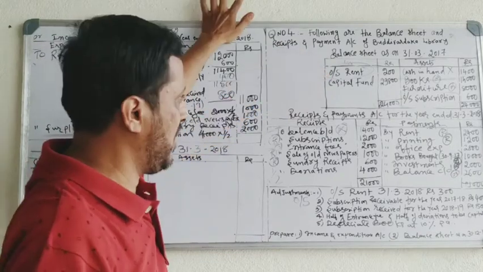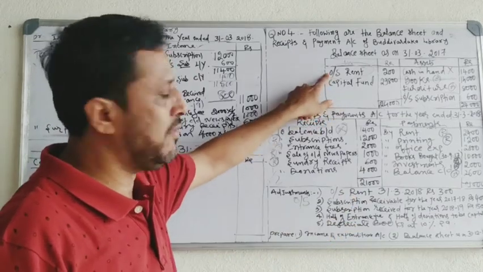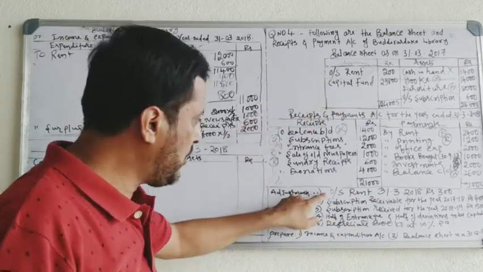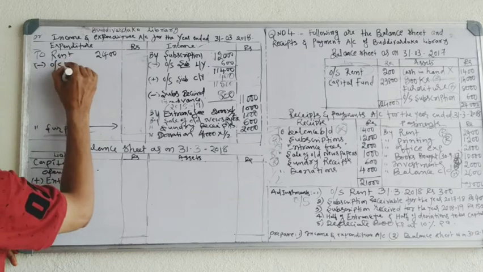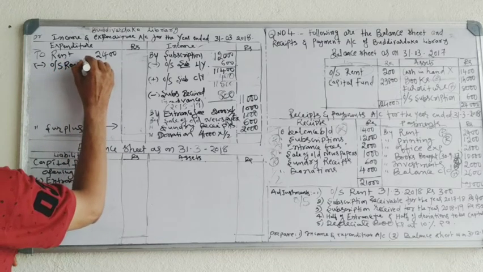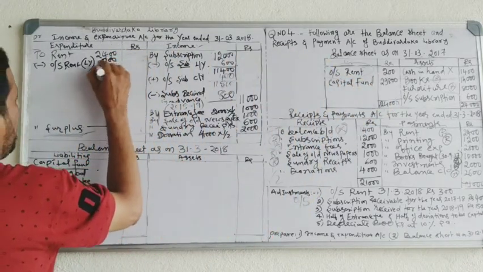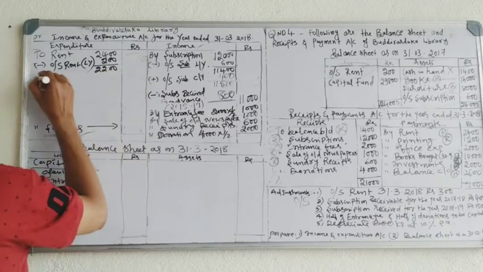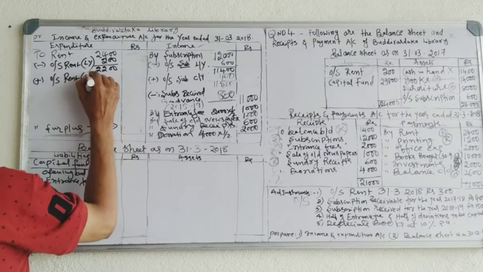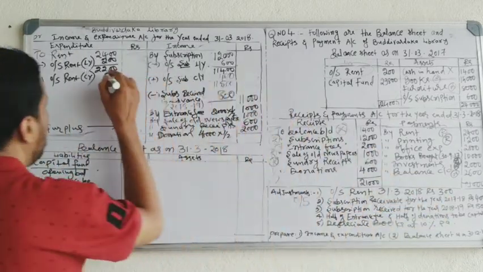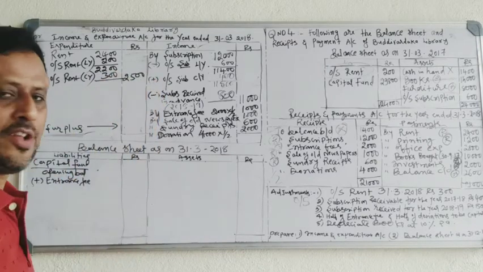Now see the balance sheet. Outstanding rent last year, outstanding rent current year. Outstanding rent given in the balance sheet, you have to deduct. Outstanding rent given in the adjustment, you have to add. Less outstanding rent last year, how much? 200. That gives 2,200. Add outstanding rent current year, adjustment number 1, 300. Total 2,500. Rent is over.